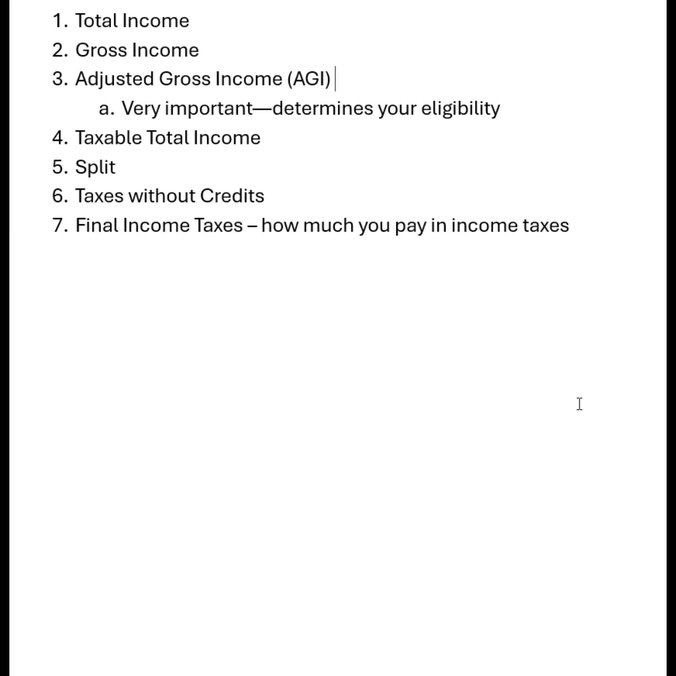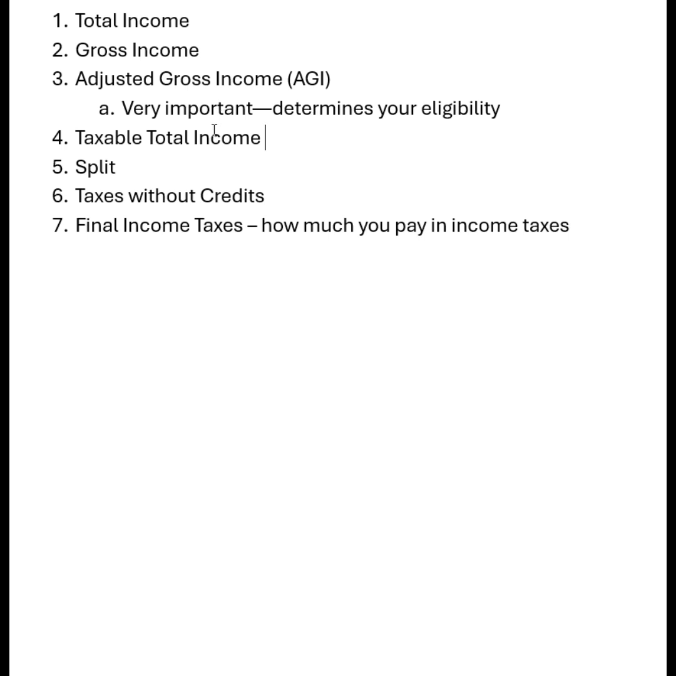AGI is extremely important because it determines your eligibility for things like Roth IRA contributions and tax credits. For example, the Savers Credit, which is discussed in the book, your eligibility for that is based solely on your AGI. This is important because this explains why you need to include your capital gains in your total income. If you have a lot of capital gains, that will boost your AGI and might make you ineligible for various tax credits. Once you're done with your AGI, you can solve for your taxable total income, which is found by taking your AGI and subtracting off either the standard deduction or the itemized deduction, whichever is higher.